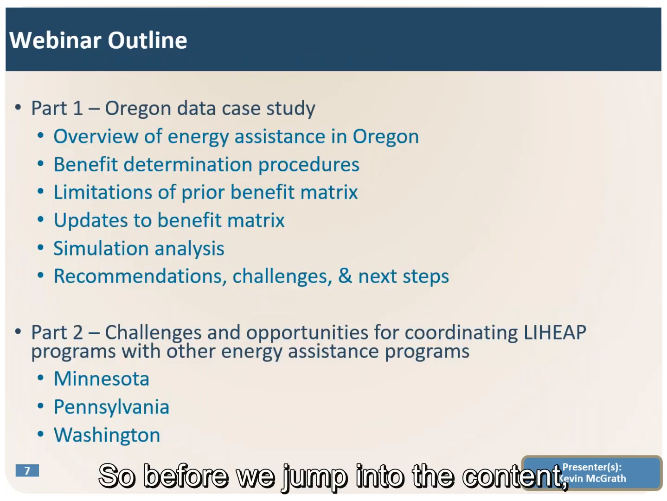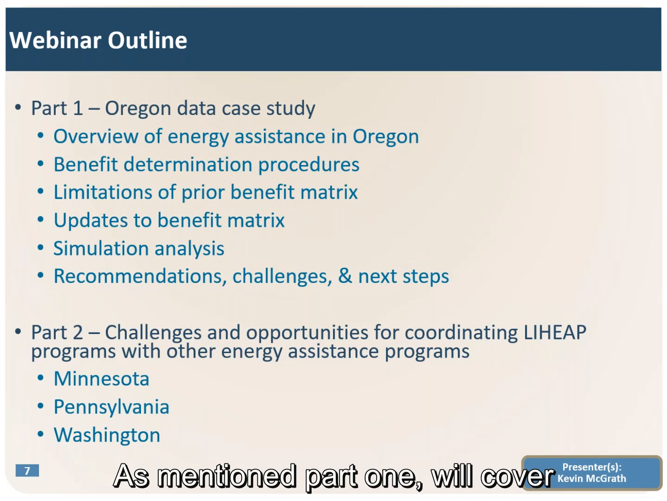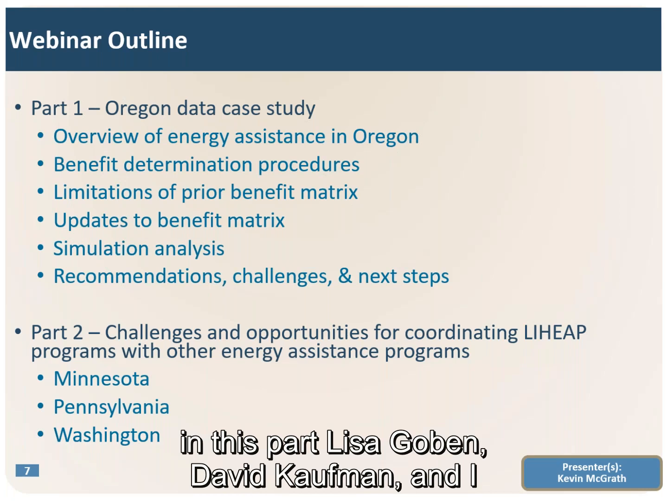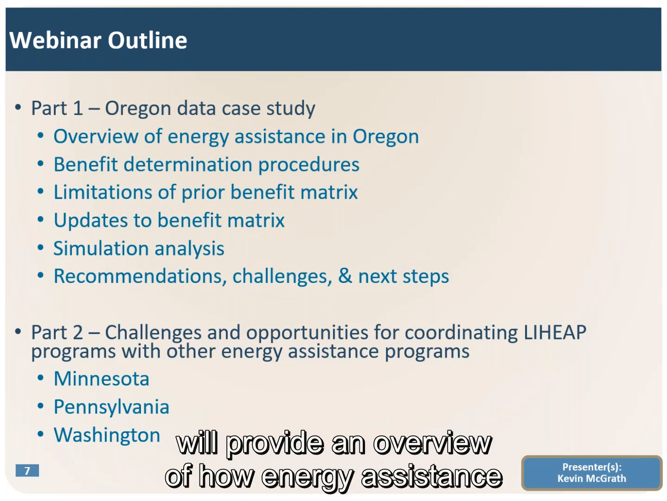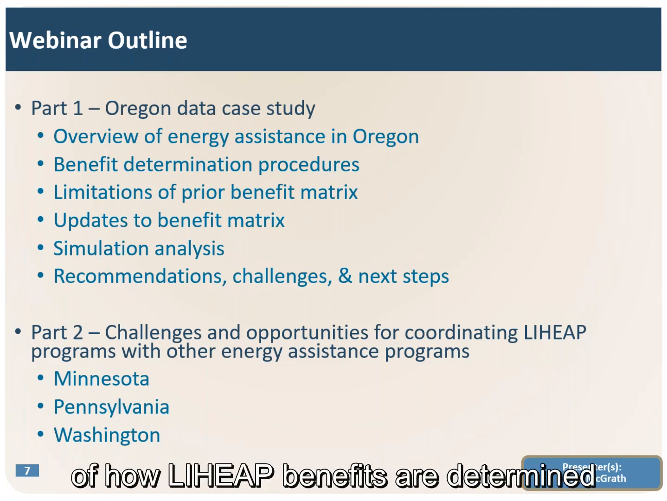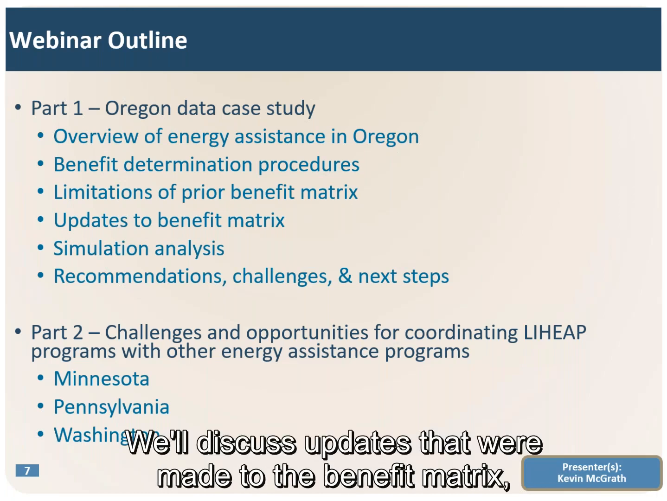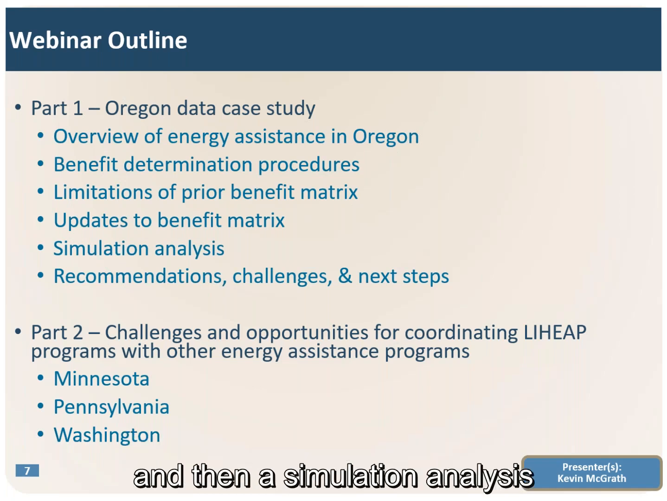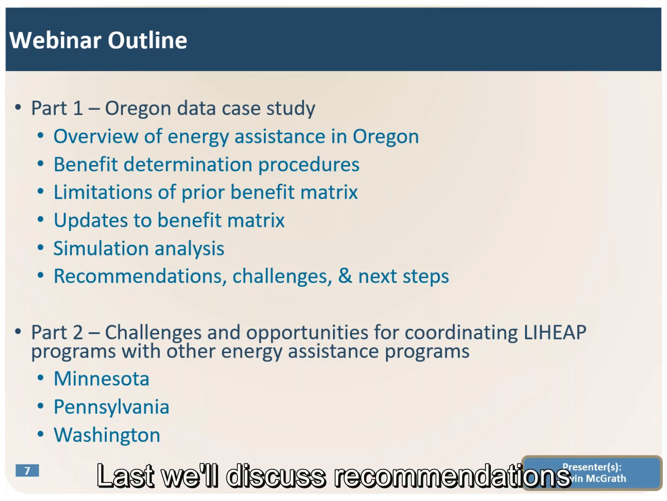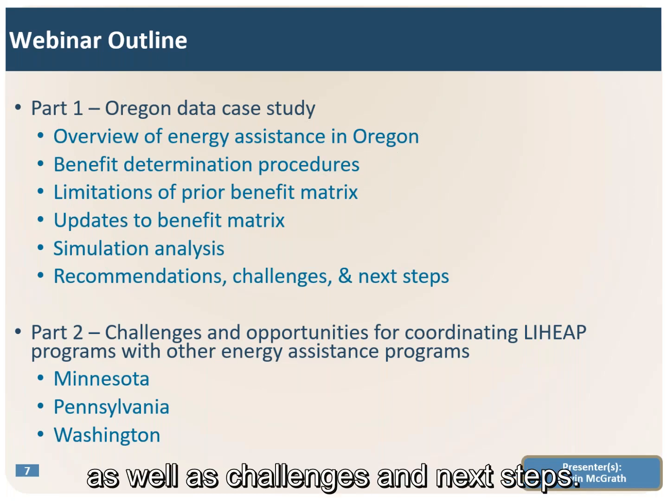Before we jump into the content, I'll give a brief overview of each part of the webinar. As mentioned, part one will cover a data case study done with the Oregon LIHEAP program. In this part, Lisa Gobin, David Kaufman, and I will provide an overview of how energy assistance programs are structured in Oregon. We'll follow that up with a review of how LIHEAP benefits are determined and what some of the limitations were of the prior benefit matrix. We'll discuss updates that were made to the benefit matrix and then a simulation analysis where we modeled the impact of the changes to the benefit matrix. Last, we'll discuss recommendations that came out of the simulation analysis, as well as challenges and next steps.